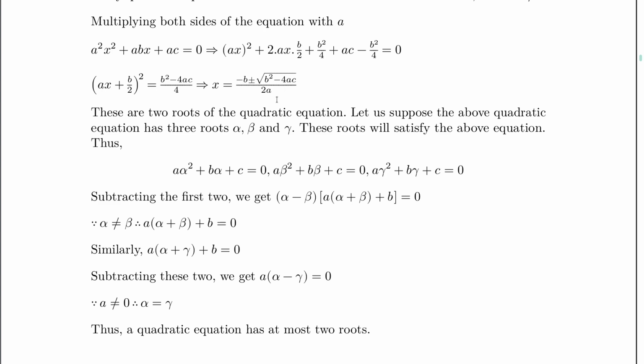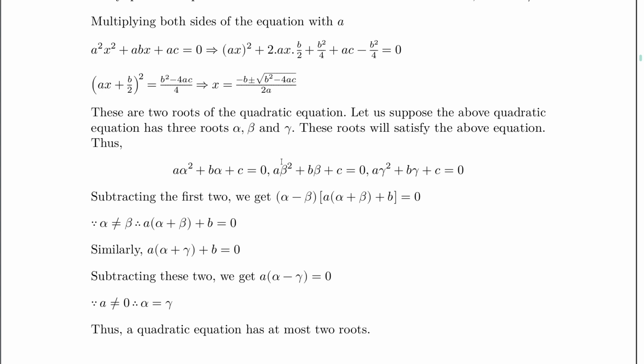Now we will see that indeed a quadratic equation has only two roots. For that purpose, we assume that it has three roots, alpha, beta, and gamma. So these roots will satisfy the quadratic equation. Therefore, we can write a alpha square plus b alpha plus c is equal to 0, a beta square plus b beta plus c is equal to 0, and a gamma square plus b gamma plus c is equal to 0.